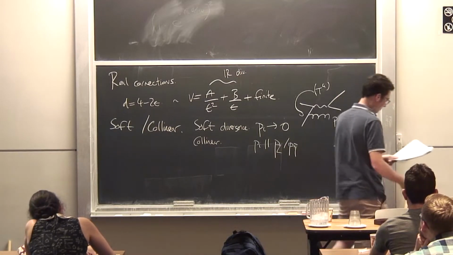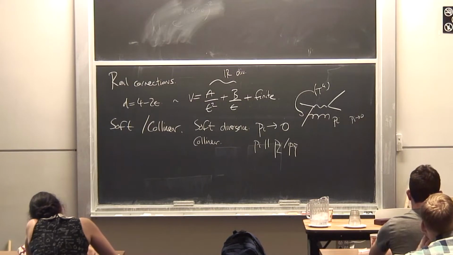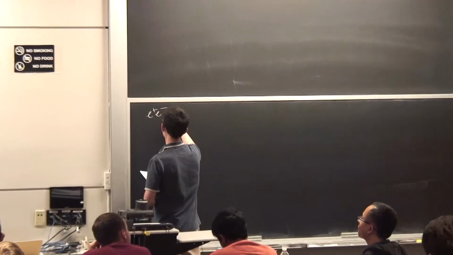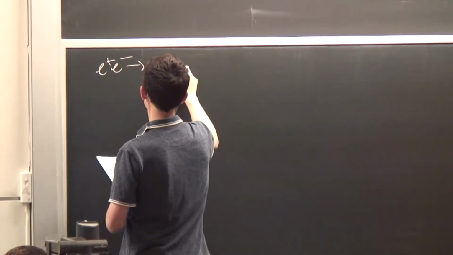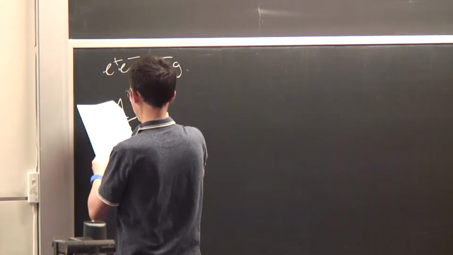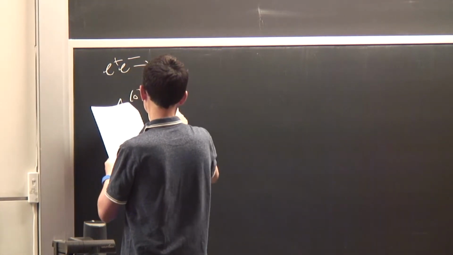All right. So let's have a look at that with our example. We're doing e+ e- again, goes to q q-bar g. And we wrote the amplitude yesterday in an enticing way.